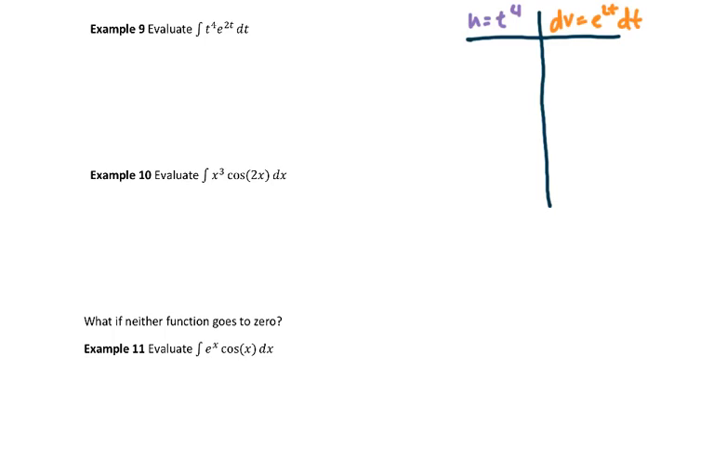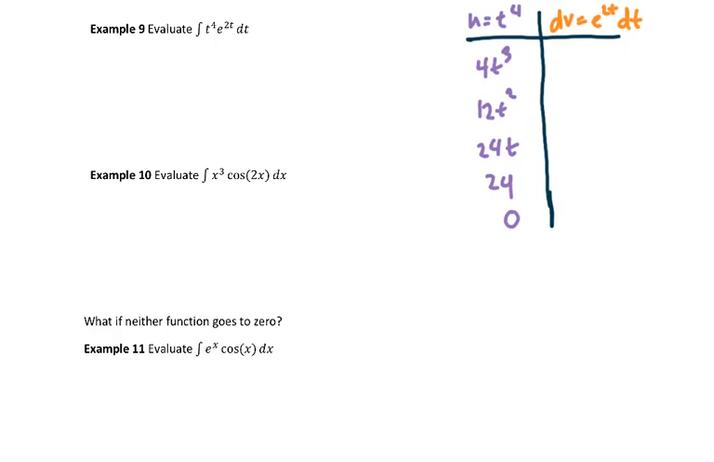All right, let's do this. So the derivative of t to the 4th is 4t cubed. Derivative of that is 12t squared. Derivative of that is 24t. Derivative of that is 24. Derivative of that is 0. So you can see that if we had not used the tabular method for this one, we would be having a real hard time because that's so many pieces.